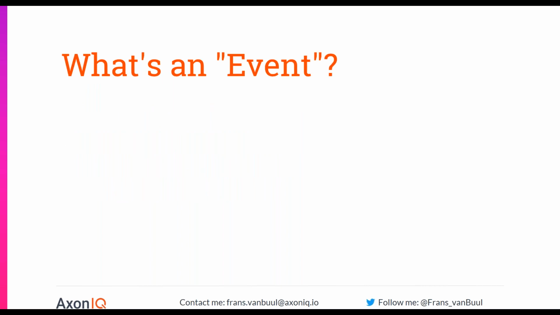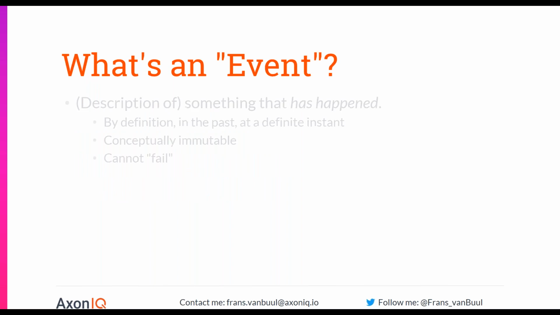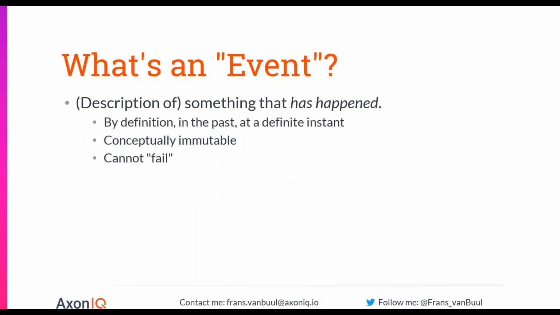First things first, event sourcing is all about events. So what exactly is an event? An event in this context is something that has happened. So it has happened at some point in the past, and it has a couple of important consequences that directly affect what an event store should do. So first of all, an event is conceptually immutable because it happened in the past, and you cannot change the past. So you cannot change an event either.